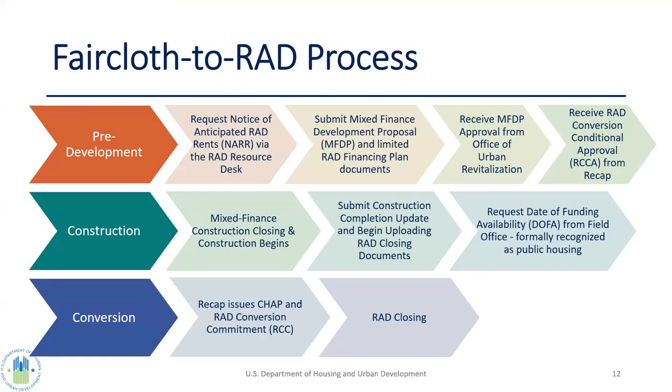So we like to think of this process as having three major parts. First is the pre-development phase. This is when the PHA is putting their project plans together. PHA begins with a NAR request through the RAD resource desk. And then when plans have fully taken shape, the PHA submits a mixed finance development proposal to the Office of Public Housing Investments, or OPHI. After their review, OPHI will issue the mixed finance approval letter. And shortly thereafter, the Office of RECAP issues a RAD conditional approval, or RCCA.